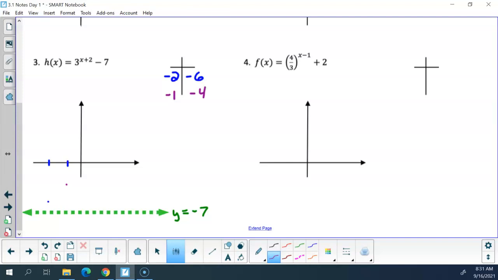Now, if you want, you can complete the graph. The only other one that I would possibly put in there is where we are at 0. 0 plus 2 is 2. 3 squared is 9. 9 minus 7 is 2. That y-intercept one is not necessary to put in, but it also helps.